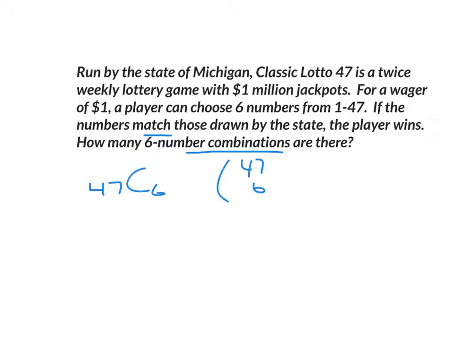Now this one's too big for me to write all those numbers out, so I'm going to punch it in the calculator here. I'm going 47, math, PRB, number 3 is nCr, 6, and I get this right here. Wow. 107375773. Okay, look at that. 10 million different combinations of 6.